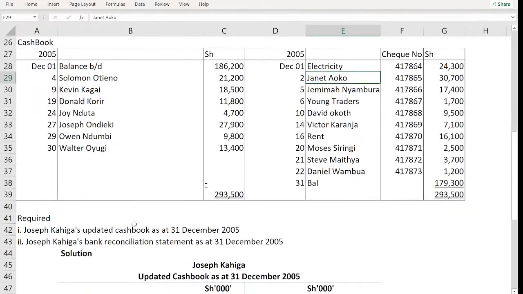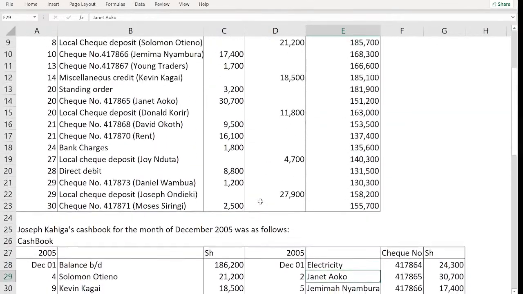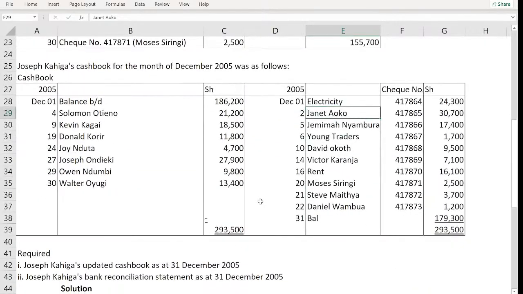Then we are asked, John required Joseph Kahiga's updated cash book as at 31st December 2005 and Joseph Kahiga's bank reconciliation statement as at 31st December 2005. So we are going to look at the amount. We are going to start with the cash book.